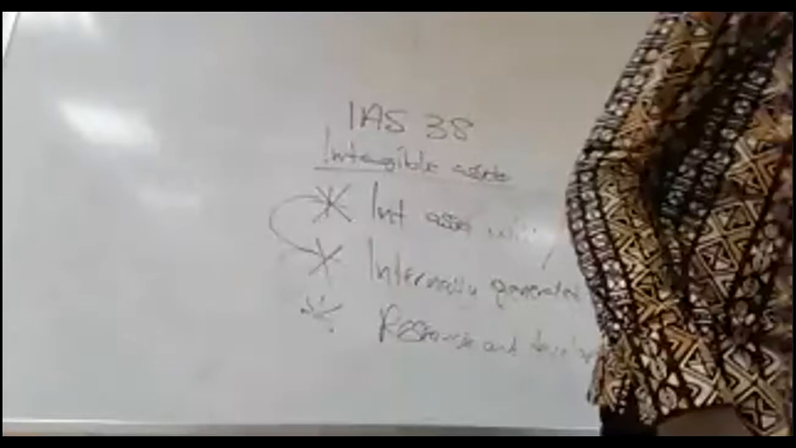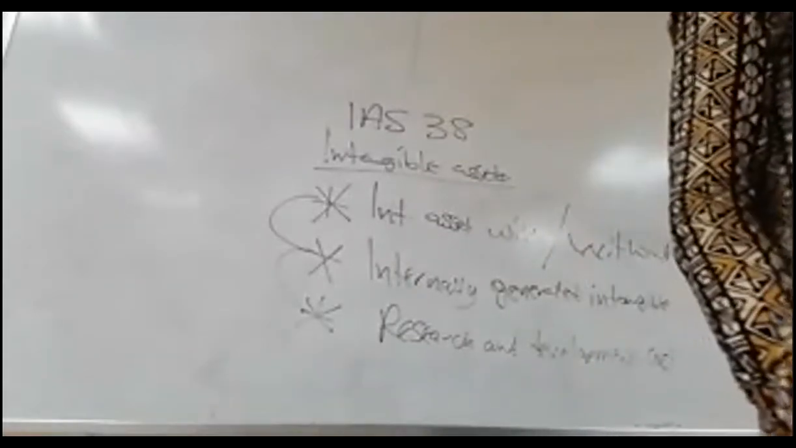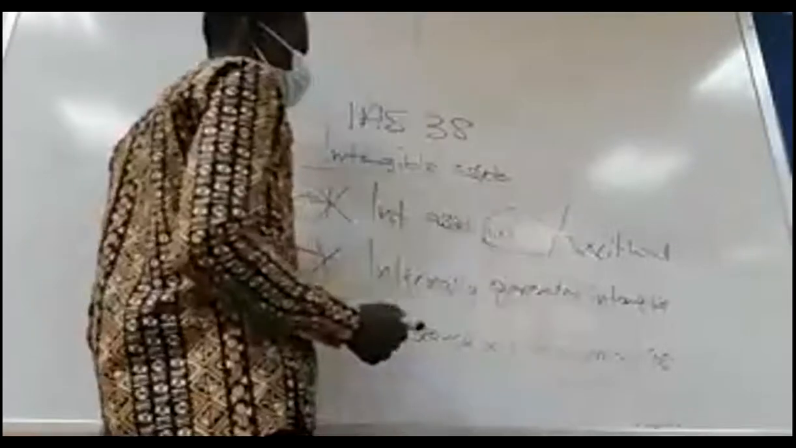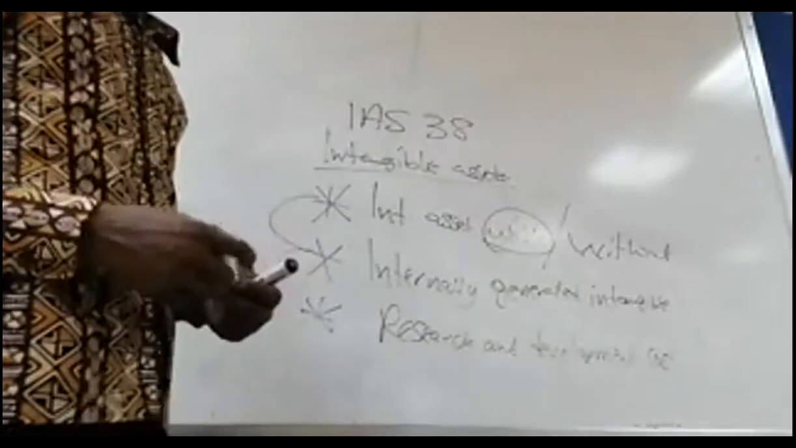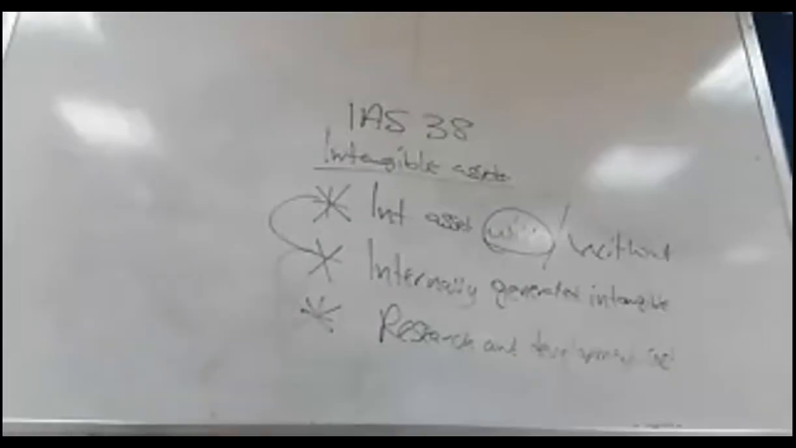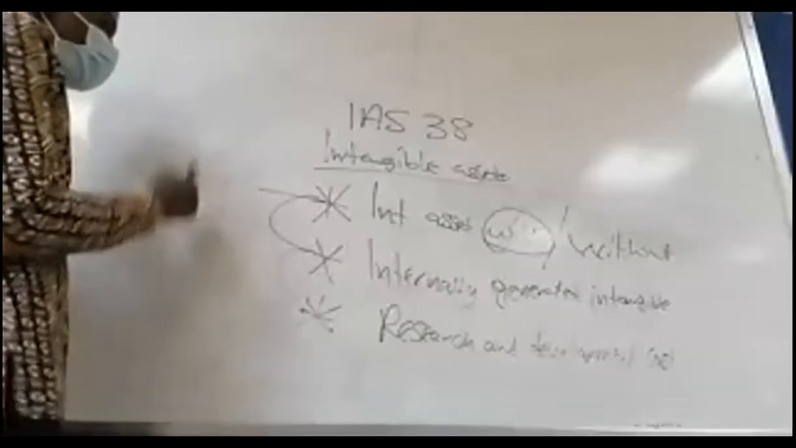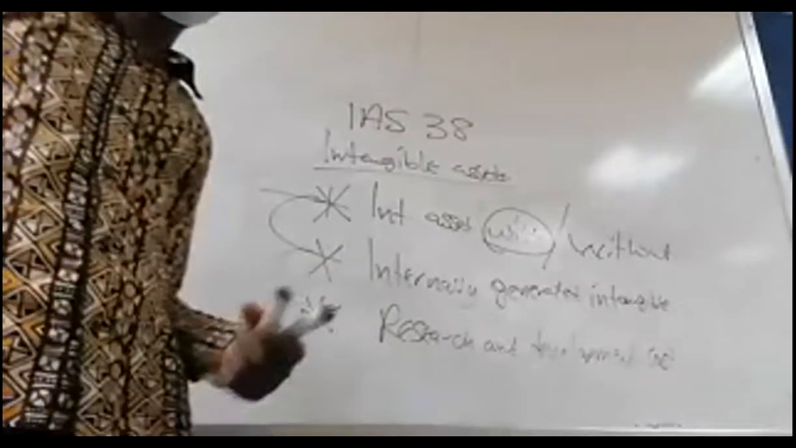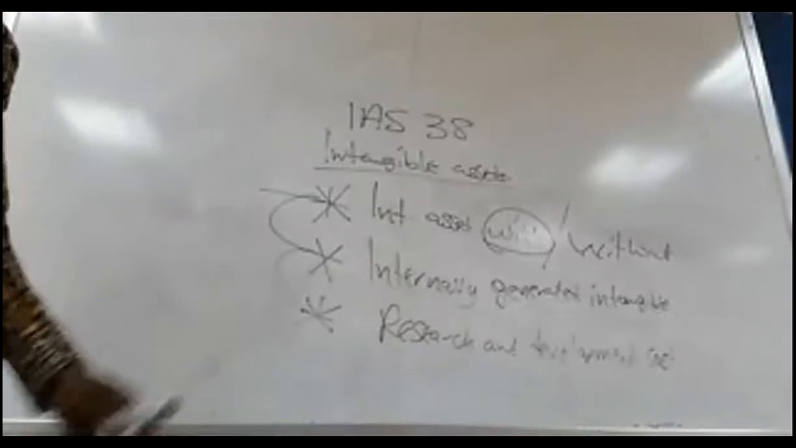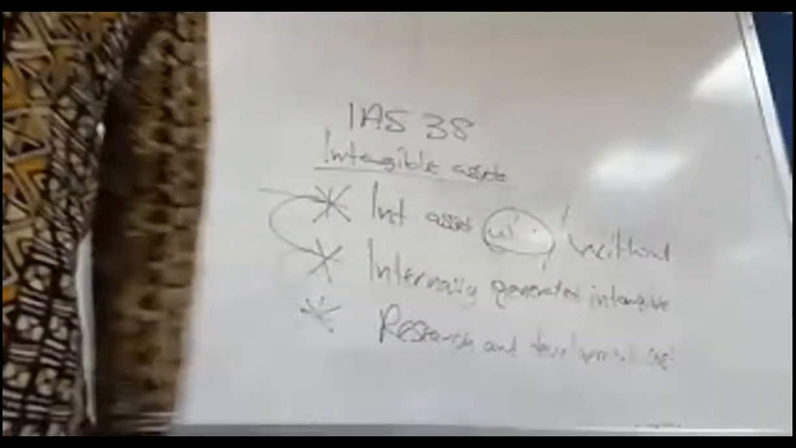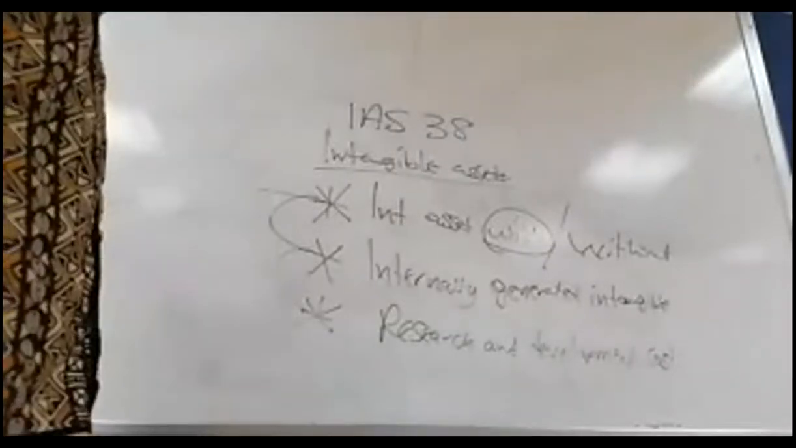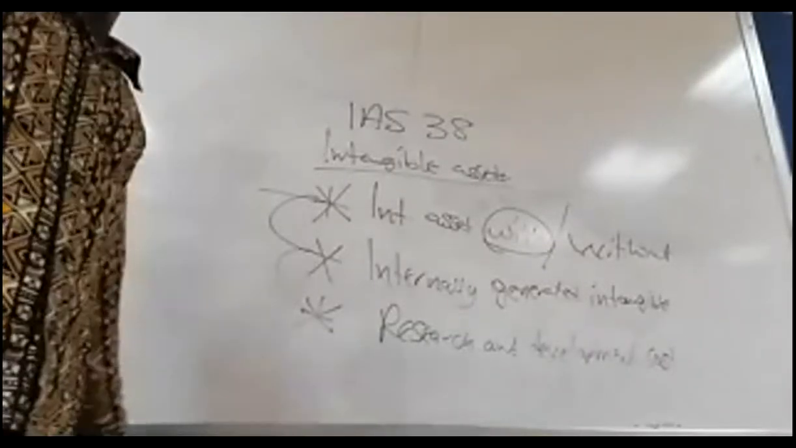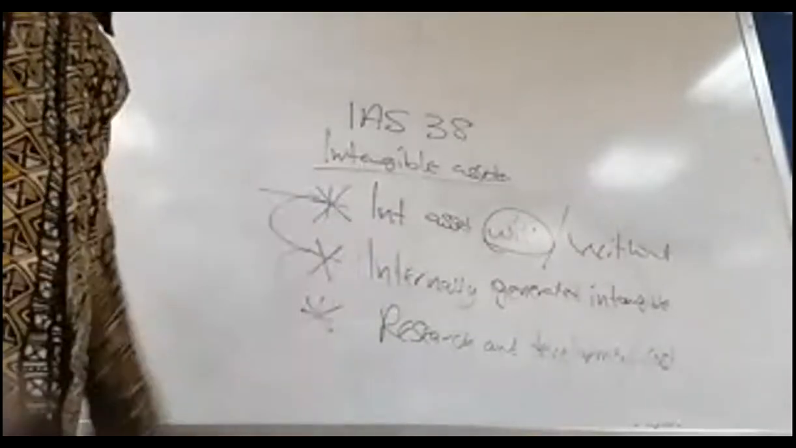So let's start with intangible assets with definite life. That means if that intangible asset has a useful life, how do you treat it? If the intangible asset has a definite life, then that asset must be amortized over the useful life of the asset. So any intangible asset with a definite life must be amortized.